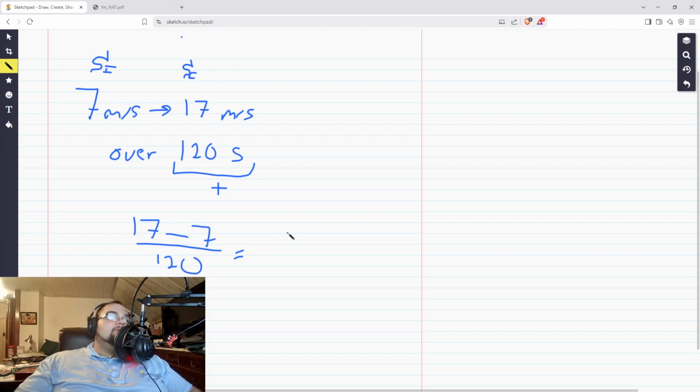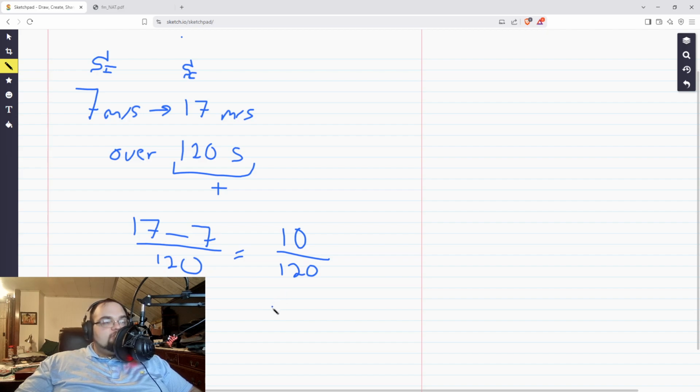17 minus 7 will give me a 10 over 120. Now, I don't know what 10 over 120 is mentally, so I'm going to use a calculator. There's no shame in using a calculator, but we got to make sure we input it right, and we acknowledge when we need to use a calculator. It's faster to not use it, but it's more important to be correct and use it when we have to.